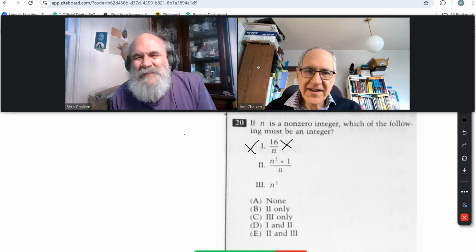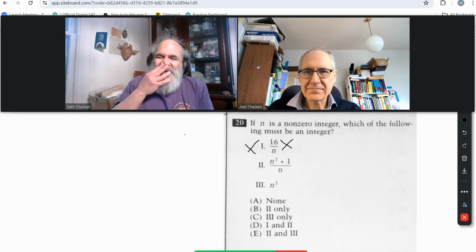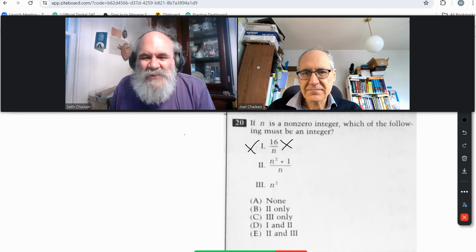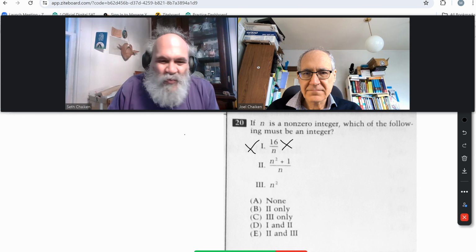Yeah, so it seems like it's... And then another way of quickly seeing about 2 is to simplify it. Expand it out. If you expand it out, it's equal to n plus 1 over n.